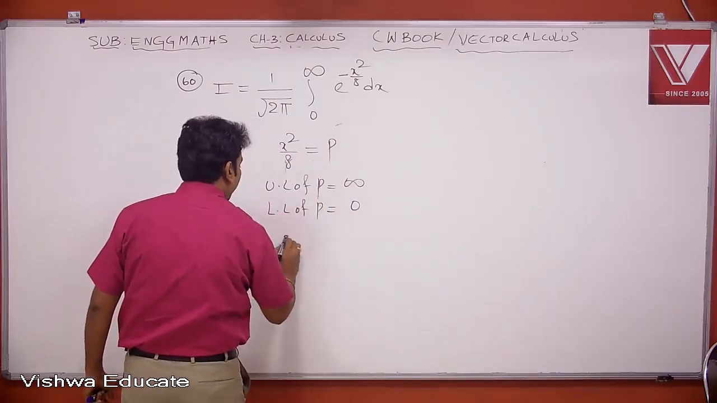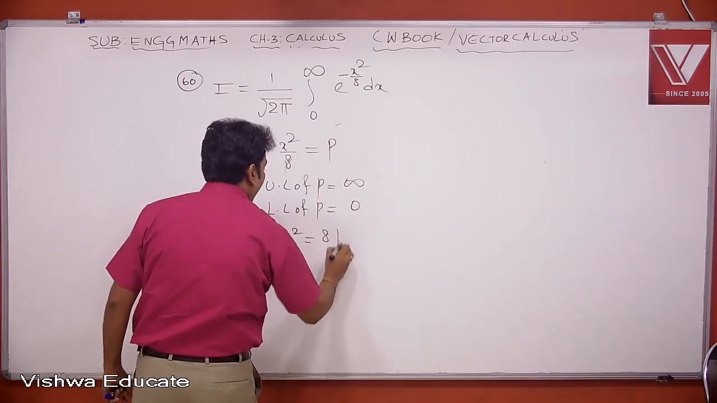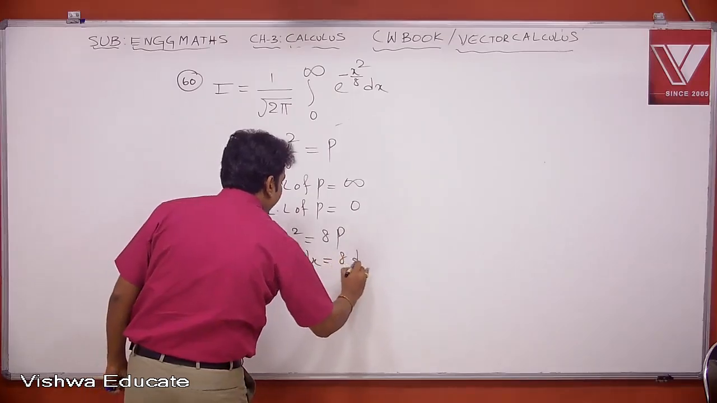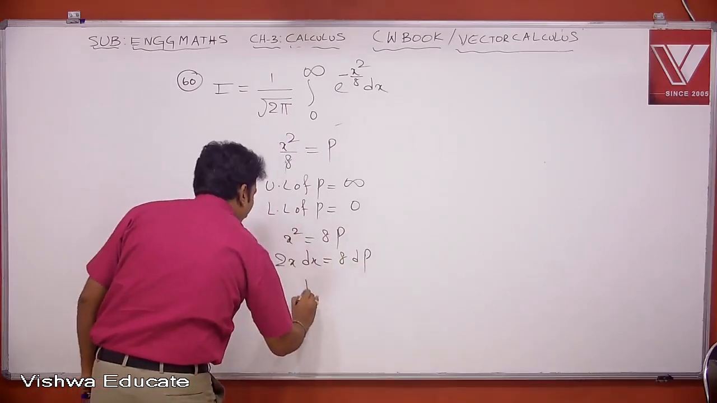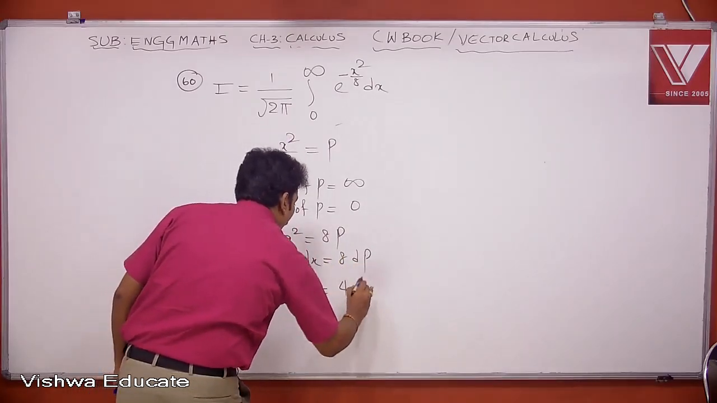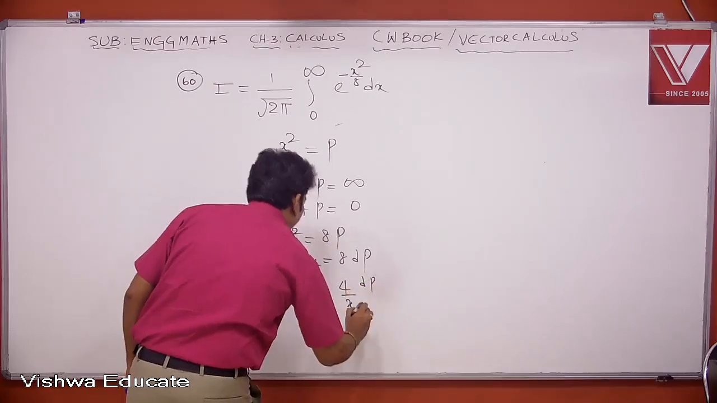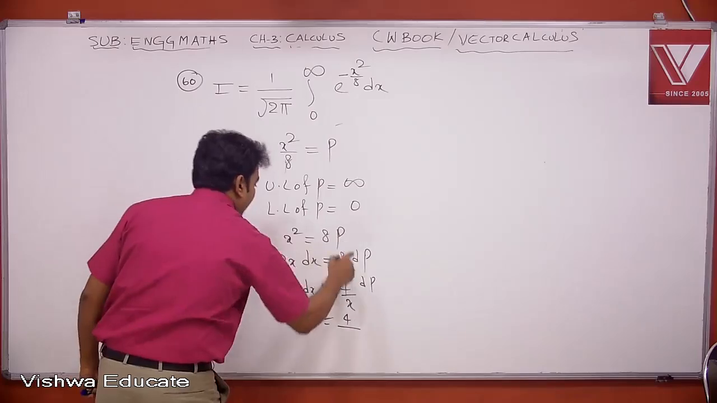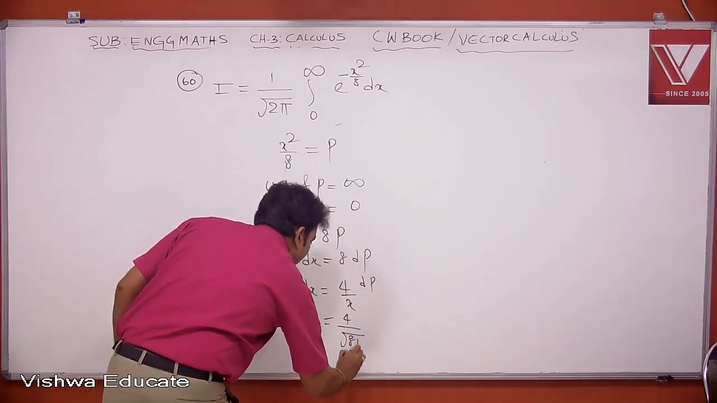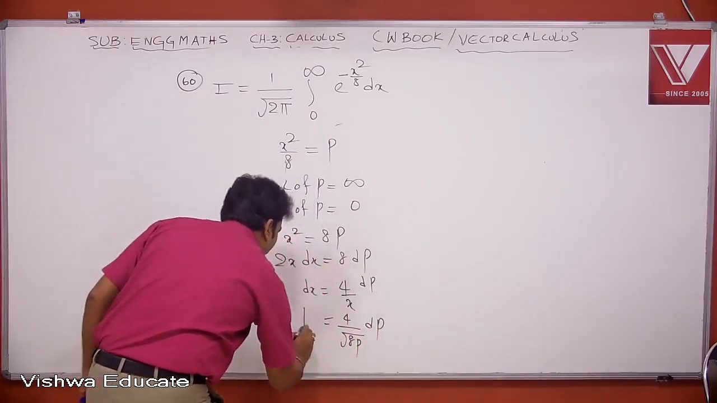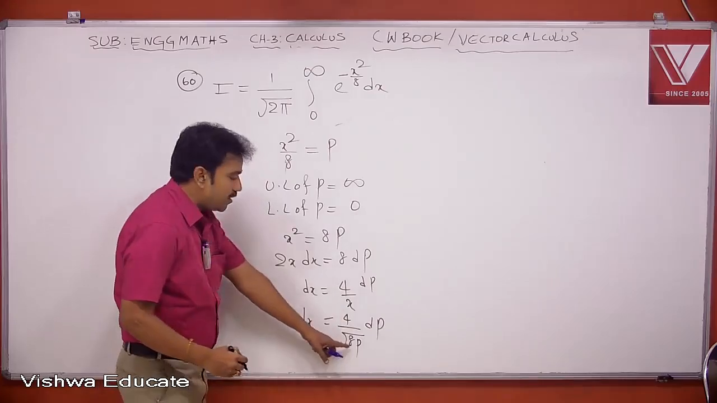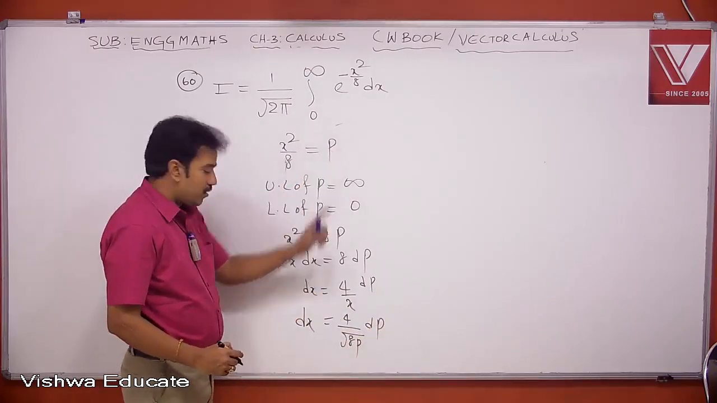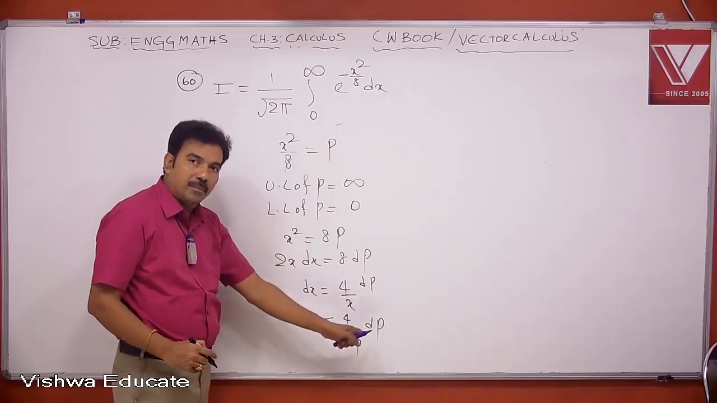x square by 8 is p, so x square equal to 8p. Differentiate this, 2x dx equal to 8 times dp. Therefore dx equal to 4 dp divided by x. What is x? Square root of 8p. So therefore dx equal to 4 divided by square root of 8p dp. That means x is converted to p, so dx must be converted to dp.